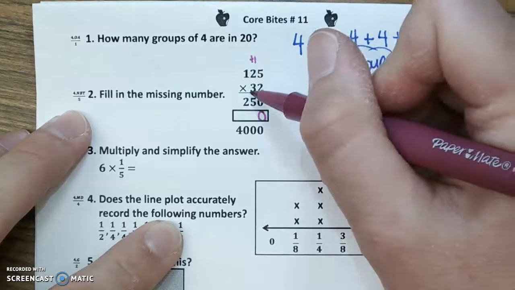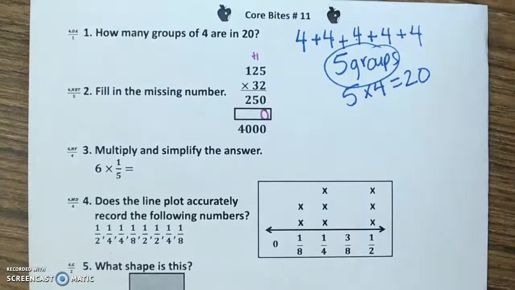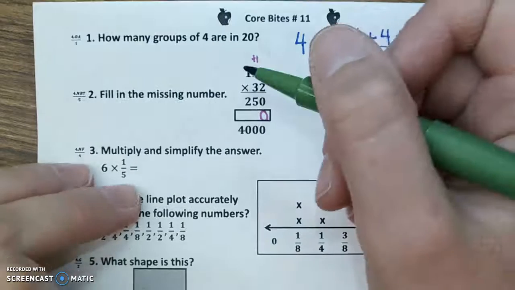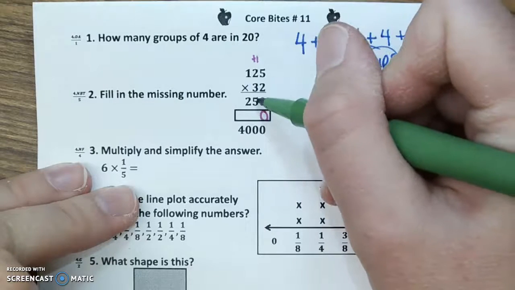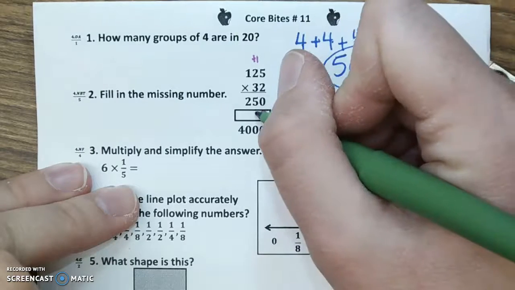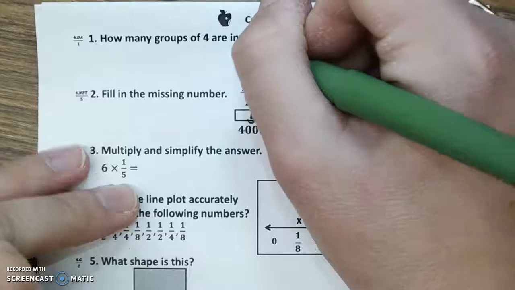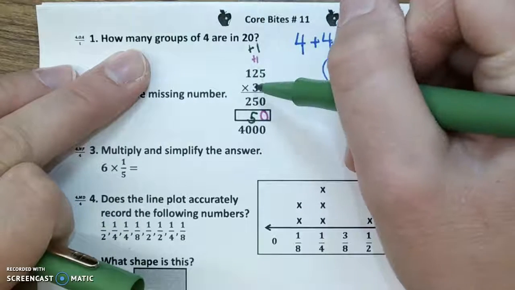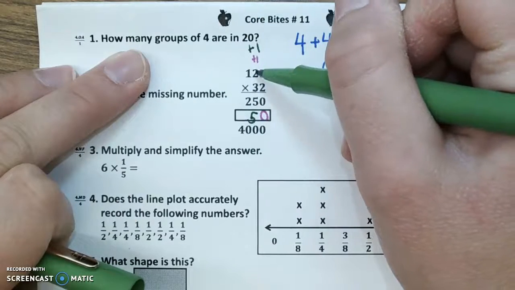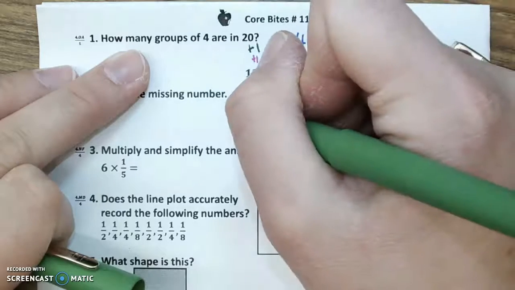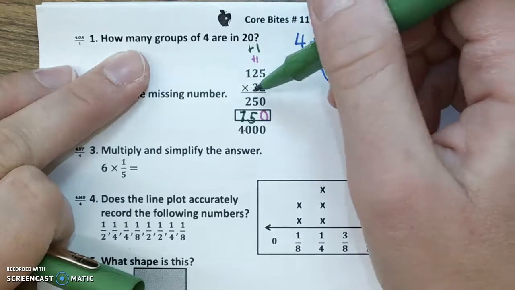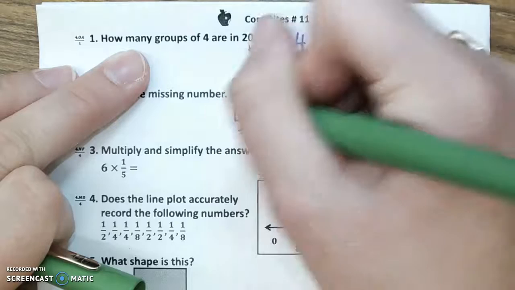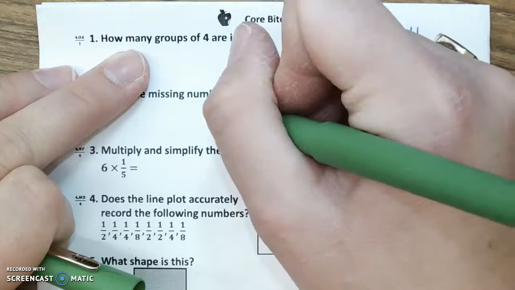So here we have 3 times 5, so I'm going to actually change colors now. So we have 3 times 5 gives you 15. So we're going to regroup another 1. Then we're going to say 3 times 2 is 6, plus 1 is 7. And then 3 times 1 is 3.